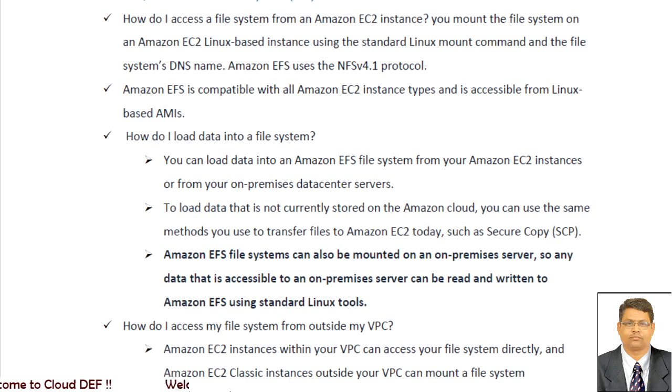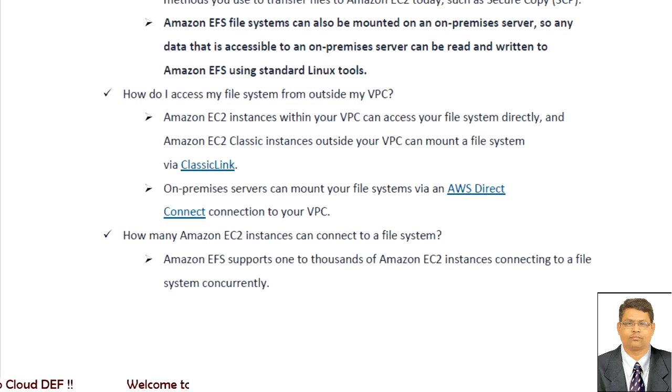How do I access my file system from outside my VPC? Amazon EC2 instances within your VPC can access your file system directly, and Amazon EC2 Classic instances outside your VPC can mount a file system via Classic link. On-premises servers can mount your file systems via an AWS Direct Connect connection to your VPC. How many Amazon EC2 instances can connect to a file system? Amazon EFS supports 1 to thousands of Amazon EC2 instances connecting to a file system concurrently.